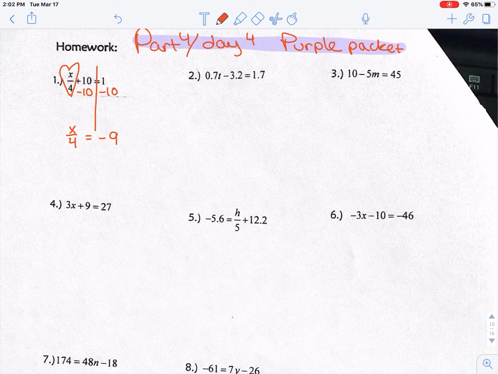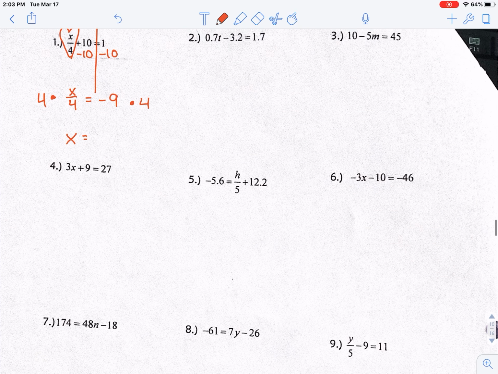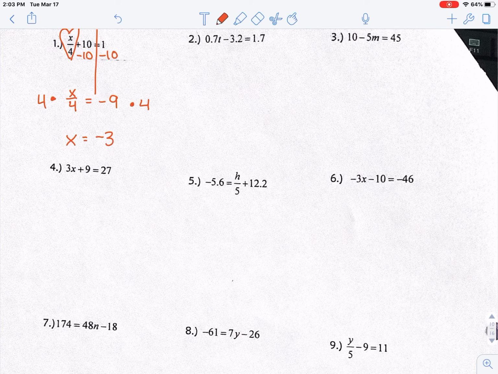So now we just have a regular one-step equation. To undo dividing by 4, we're going to multiply by 4 on both sides, and we are left with x on the left, and negative 9 times 4 is negative 36. Again, remember, a negative times a positive results in a negative number.